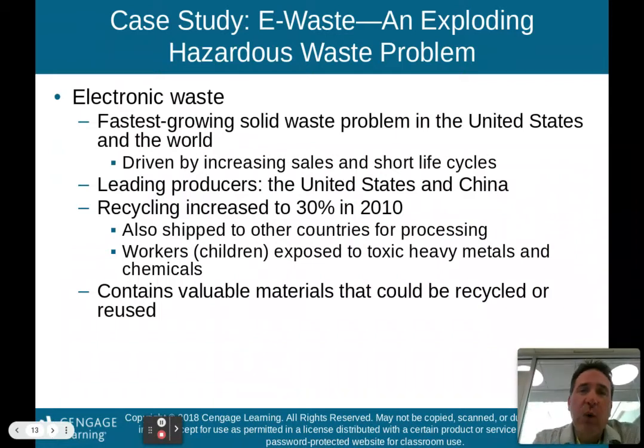What about e-waste, an exploding hazardous waste problem? What do we talk about when we're talking about e-waste? That is electronic waste. So electronic waste is the fastest growing solid waste problem in the United States and around the world, and it's driven by increasing sales and short life cycles. For instance, every year and a half, it seems like my kids and my wife need a new iPhone, right? So what happens to that old iPhone, right? It should be recycled. Unfortunately, what's happening is that a lot of it isn't. It's just being thrown into these landfills.